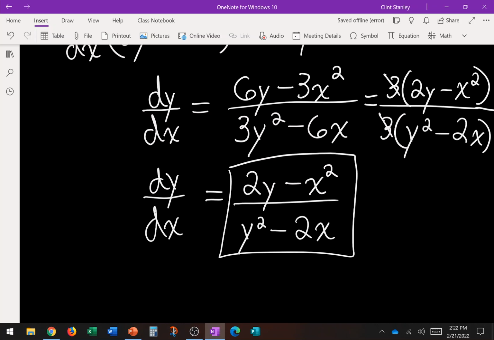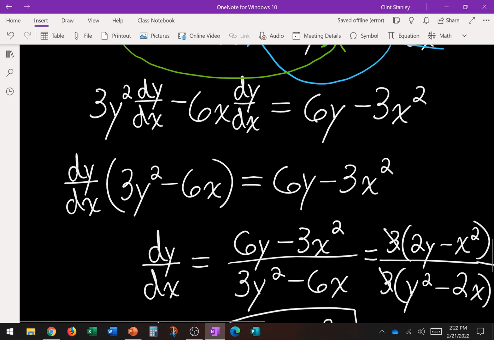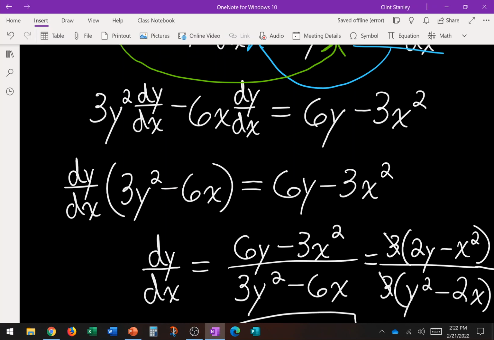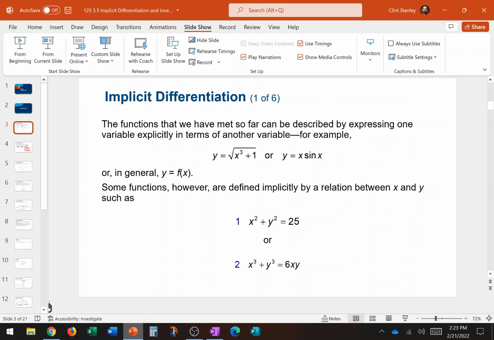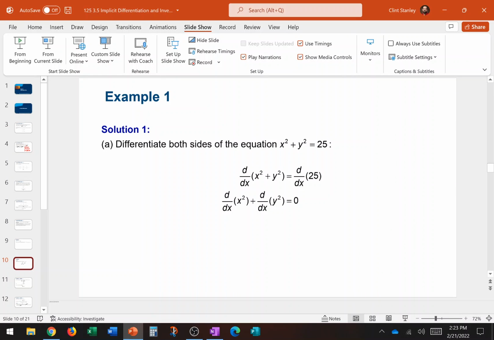All right, that's what we used there, where we got all the derivative terms on one side and then factored out so we can divide. That's going to be pretty common. That comes up on a lot of these. That's where we're at. All right, there's that.